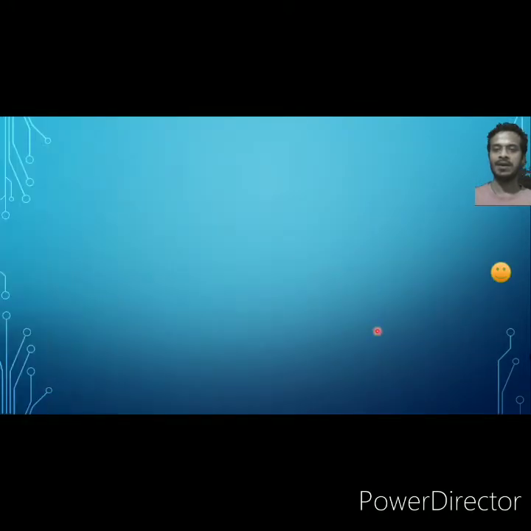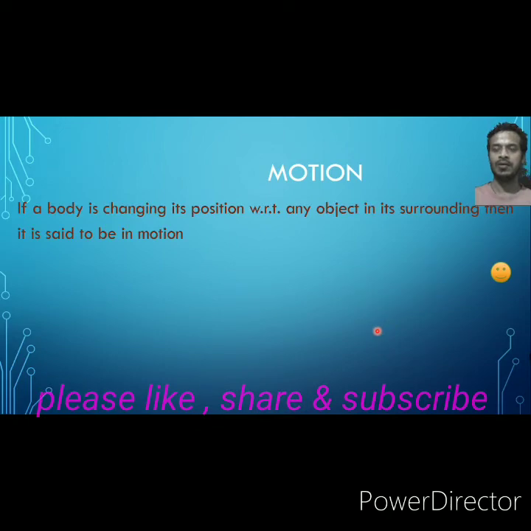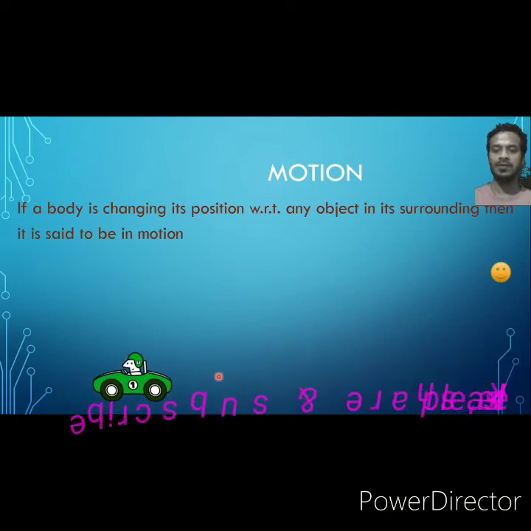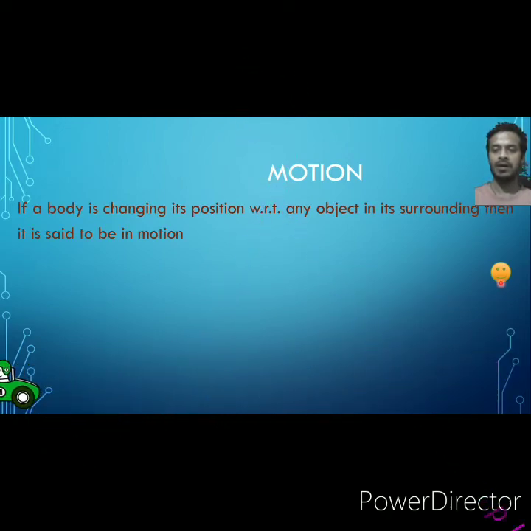Next, here comes motion. Here also we will see that as the car is moving away from this object, each and every time the position of this car with respect to the object was changing, and therefore we can say that the object was in motion.